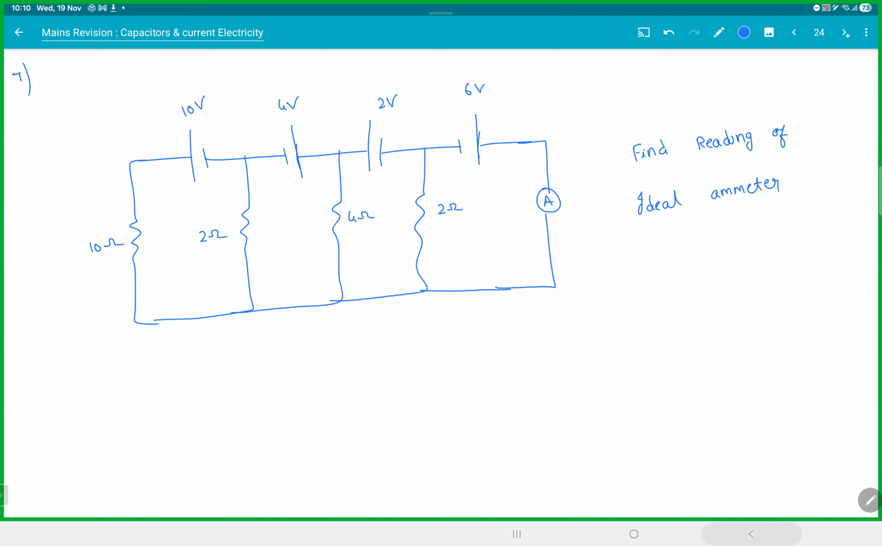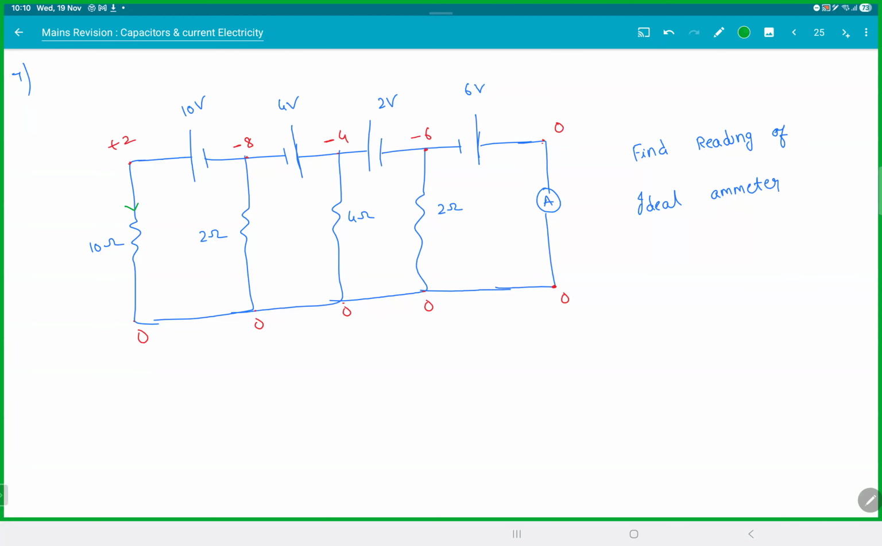How do you handle this thing? Remember nodal analysis? Let this be 0. If this is 0, this is 0 because it is ideal. That means this is minus 6. If that is minus 6, then this is minus 4. Then this will be 0. 0 or minus 8? Minus 8. Then this will be plus 2.